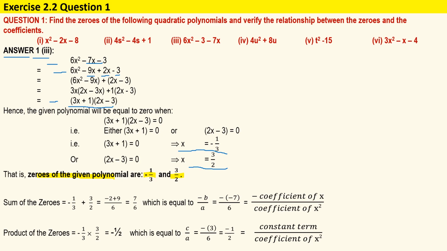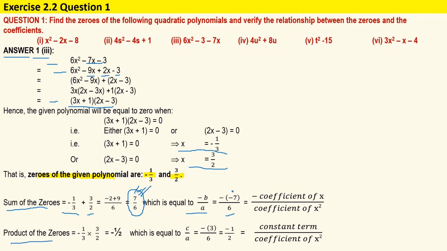Now let's verify. So first see what's the sum of the zeros that we have found. This sum will be equal to minus 1 by 3 plus 3 by 2, which is equal to 7 by 6. And this sum is indeed equal to minus b by a, because b is minus 7. So minus b by a will be 7 by 6, and that 7 by 6 is equal to the 7 by 6 that we found by summing up the zeros that we found.